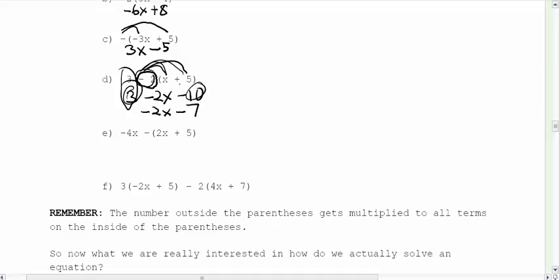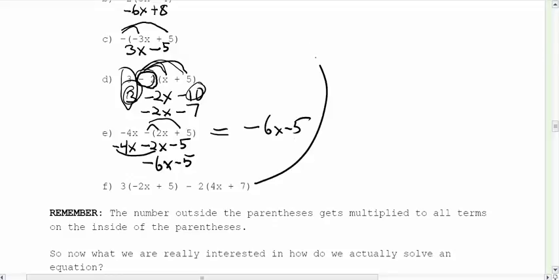E, minus 4x. I'm not working with that right now because I have parentheses. A minus goes across and goes across here. So that's a minus 2x minus 5. Combine these two terms because they're like. Minus 4 minus 2 is minus 6x minus 5. And so this expression here is the same thing as minus 6x minus 5.